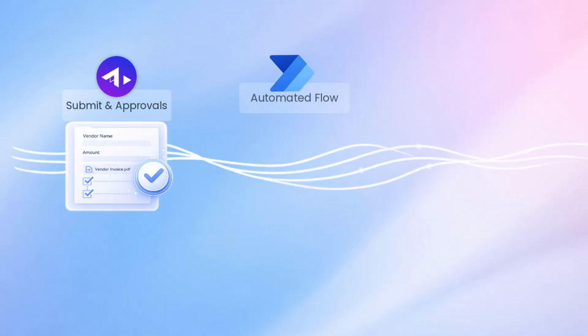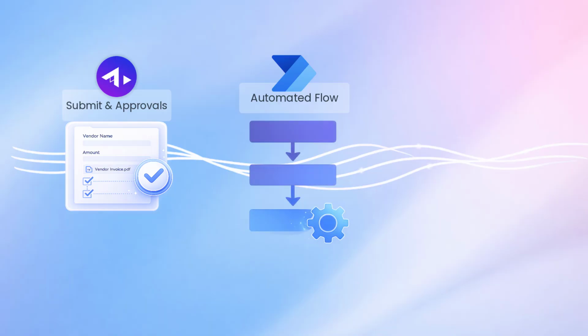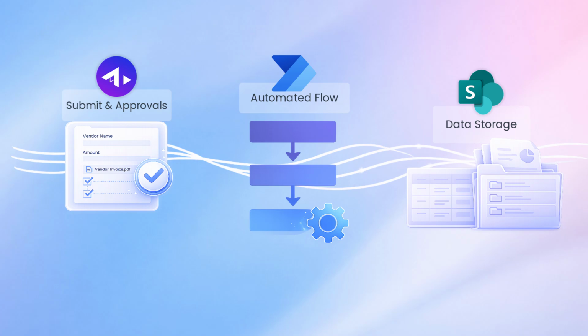Yeeflow manages form submission and approvals. Power Automate connects and orchestrates the process, and SharePoint stores structured data and documents. Together, they enable seamless integration, automated processing, and full visibility. Now, let's see how this works step by step.